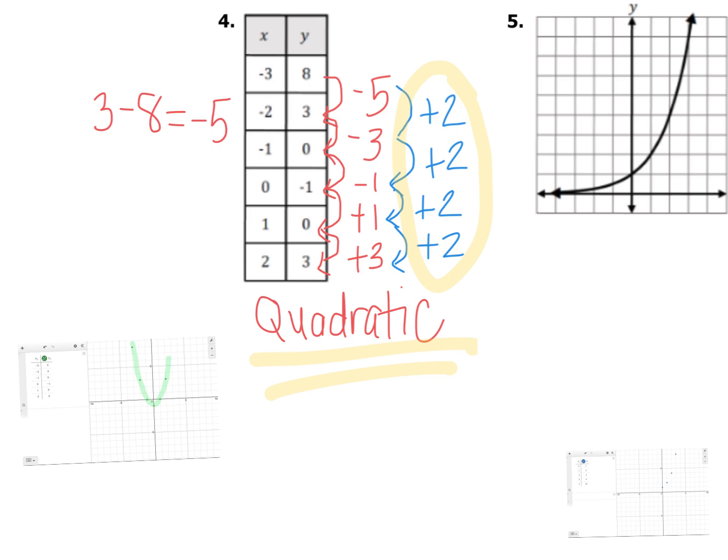So what did we do? We typed this first into Desmos to see what we might think it might be, and then we checked to make sure, if we thought it was quadratic, that the second difference was constant.